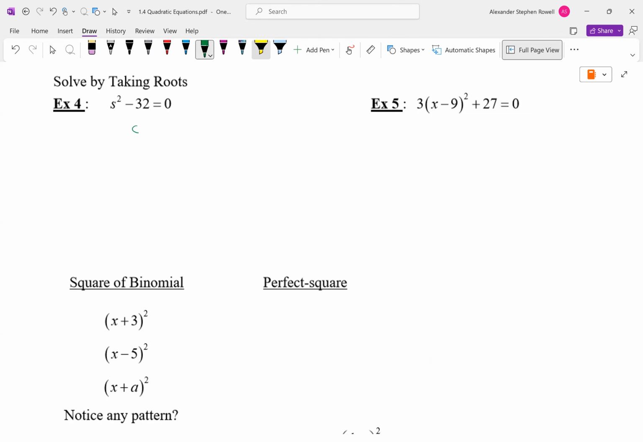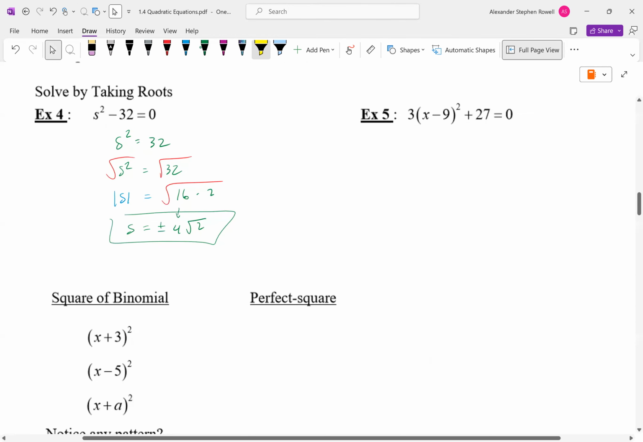So let's add 32 to both sides. And then we do what? Take the square root. And I guess I'll write that on the left side, I get the absolute value of s. What's the square root of 32? Not a perfect square, right? Are there any perfect square factors of 32? 16 times 2, is that right? So what's the square root of 16? 4 square root 2. S is equal to plus or minus 4 square root 2. Any questions about that?